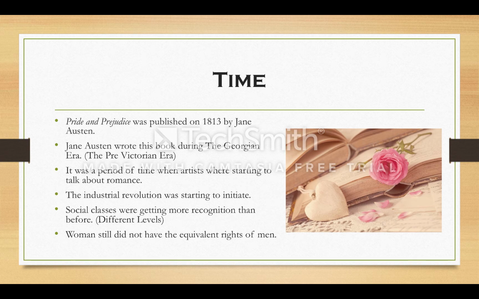And also, the social classes were getting more recognition than before. So, if you were poor, you would be noticed. If you're middle class, you would be noticed. If you were upper class, you would get recognized. So, all the classes started to get distinguished during this era.